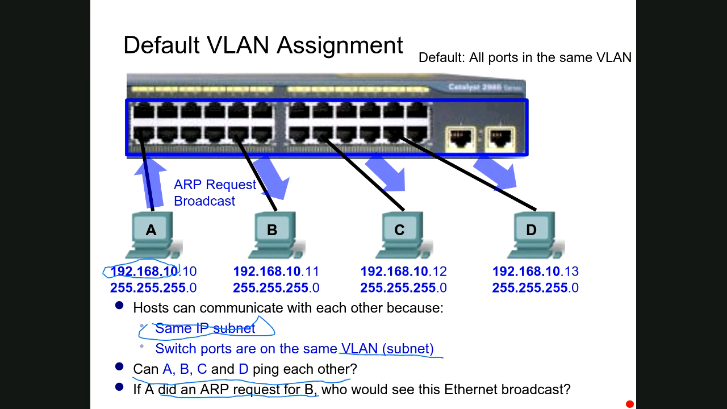So the last thing says, if A did an ARP request for B, who would hear this broadcast? Well, all the workstations, all the host machines within that broadcast domain, which in this case is the entire switch, because it's all one VLAN. A VLAN is one broadcast domain. They would all hear that. The broadcasts are generally of the nature that it needs to go to everybody because you're not sure who is going to help you out yet.